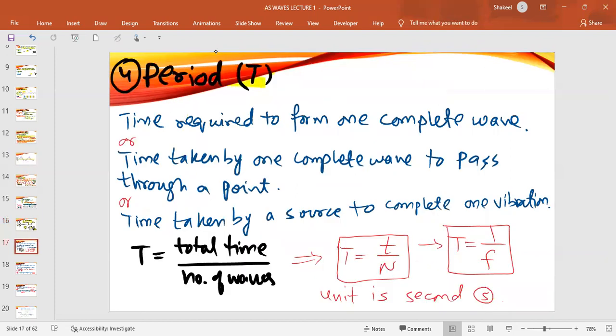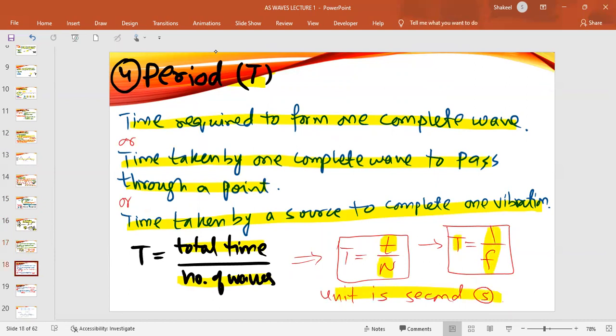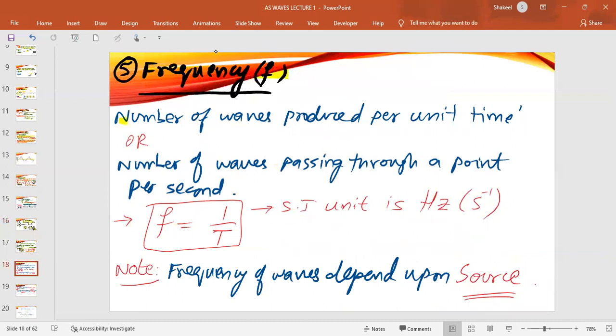The next thing is period. Period is the time required to make one complete wave, or the time taken by one complete wave to pass through a point, or the time taken by a source to complete one vibration. It is equal to total time over number of waves produced, small t over n, or time is also equal to 1 over frequency, and it is measured in seconds. That's a very simple thing. Again, frequency is the number of waves produced per unit time, that is, how many waves are being produced every second, or the number of waves passing a point per second.